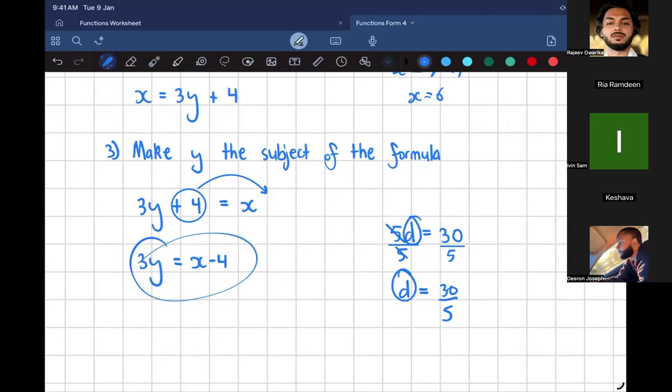What do I want to find for over here? Y, right? So to find for Y, I would need to divide both sides by 3. You know why? So that the 3 and 3 will cancel off, so I can be left with Y.